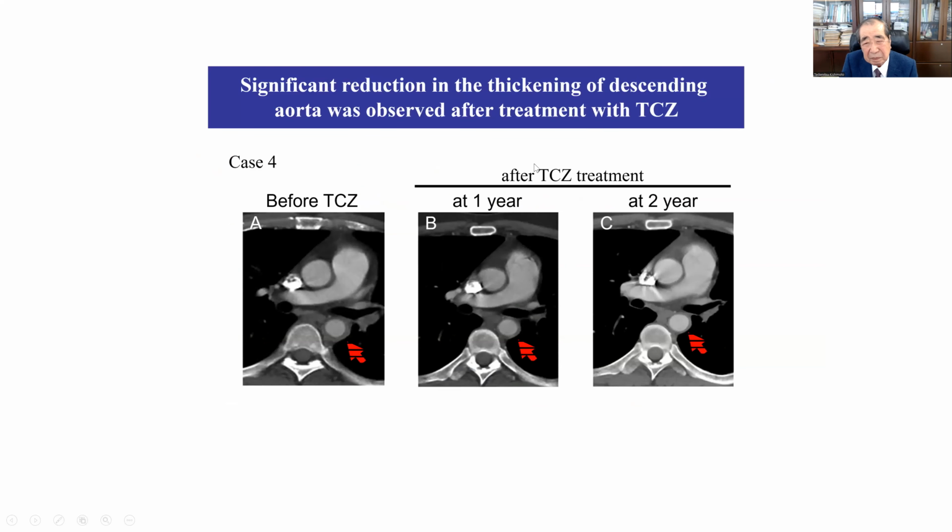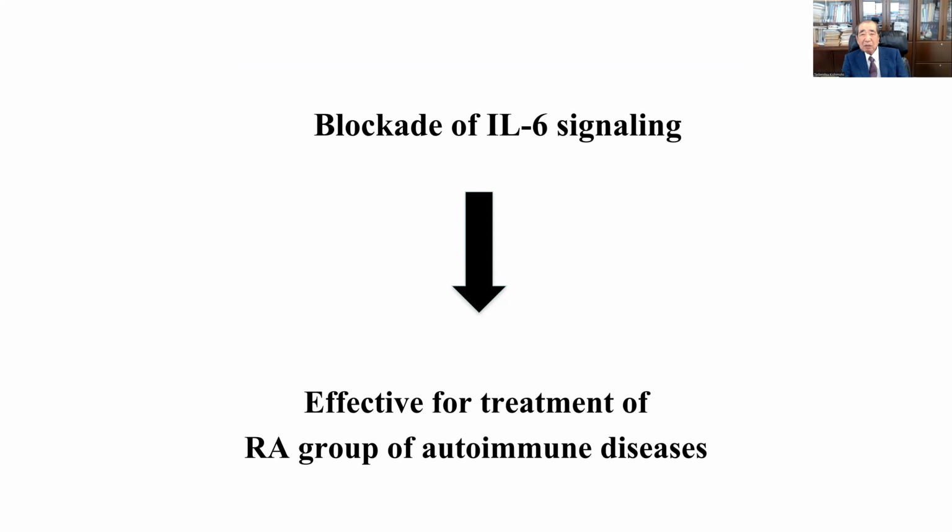And also, in one of the giant cell arteritis, Takayasu disease, you can see thickening of the wall of the descending aorta, and after 2 years of treatment, this thickening almost disappeared, and the disease symptoms were resolved. So all these results show that blockade of IL-6 signaling is effective for treatment of rheumatoid arthritis and the group of autoimmune diseases.